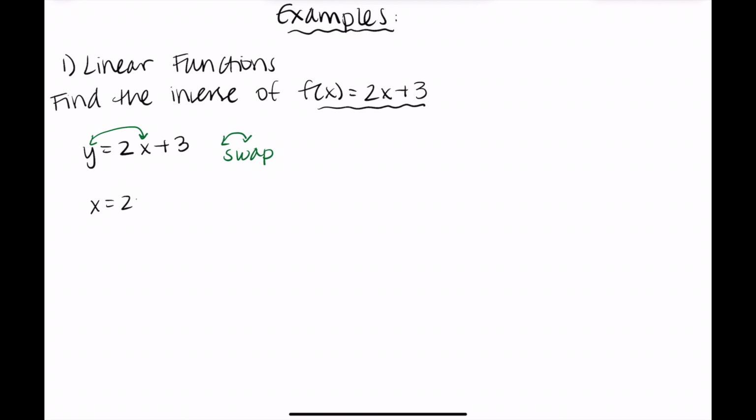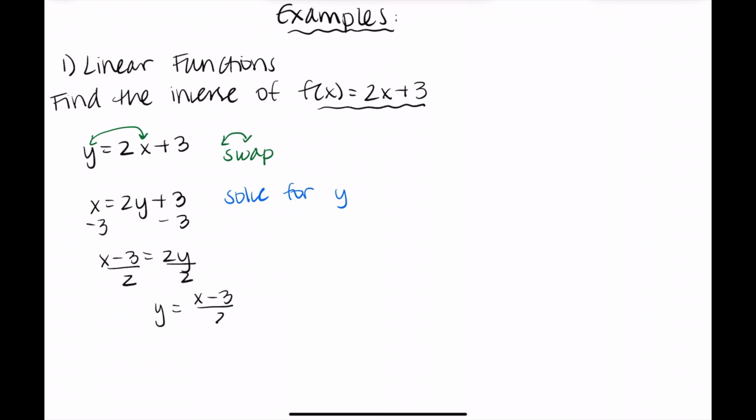Once we do that, we'll go ahead and solve for y again. For the algebra here, we subtract 3 from both sides and then divide by 2. When we do that, we end up getting that y equals x minus 3 over 2. And our last step is that we have to rewrite this. So we would rewrite this as the inverse of f of x equals x minus 3 over 2. Now that is going through and doing the 4 steps to finding our inverse function.